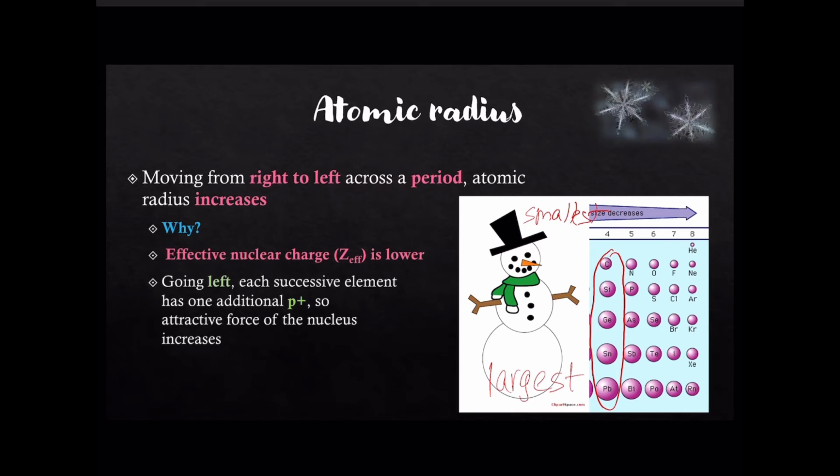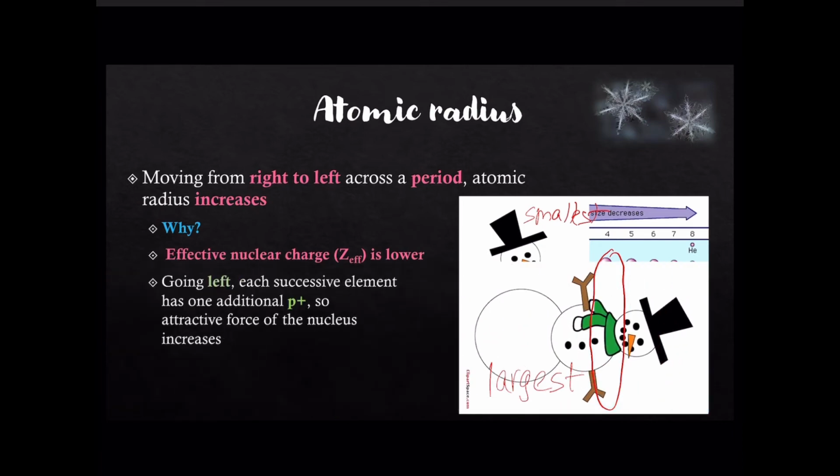Now, the same trend applies if we knock over the snowman. You got to knock over the snowman to the right, though. So when the snowman falls, the trend still applies because the head falls to the right, and the right side is where the smaller radii are located in a period. So the atomic radius follows the Snowman Principle.